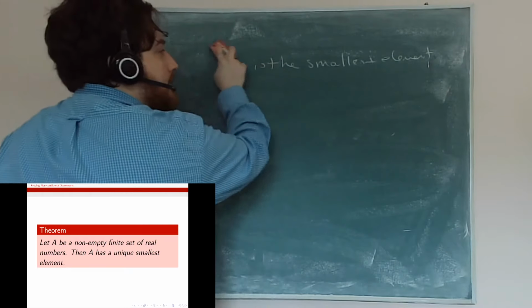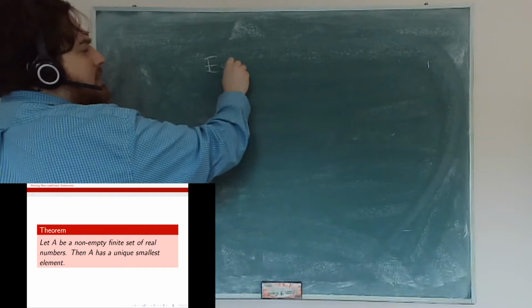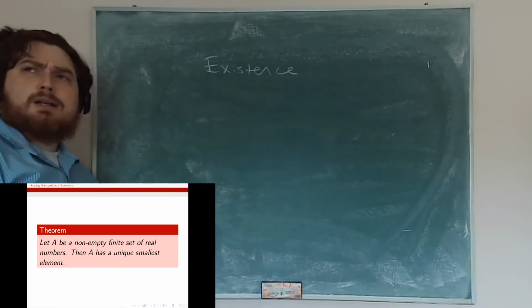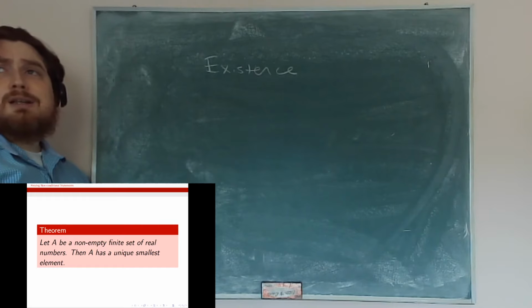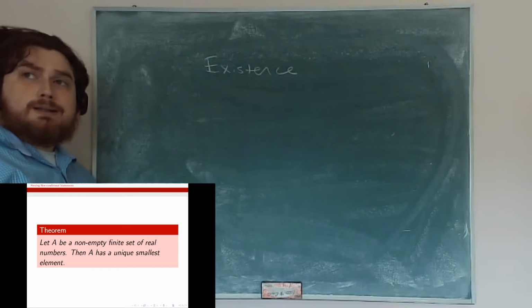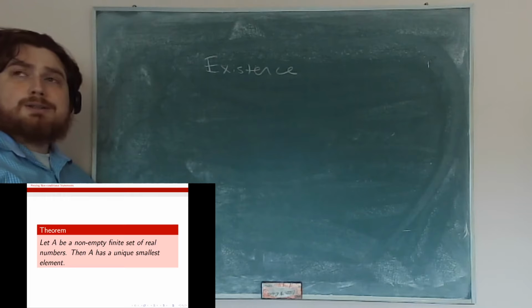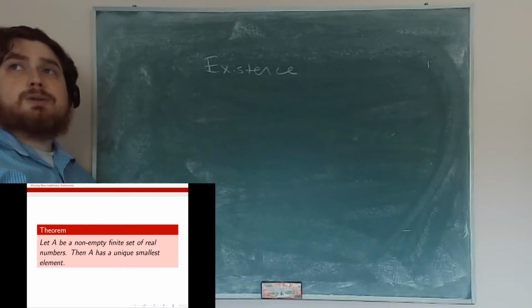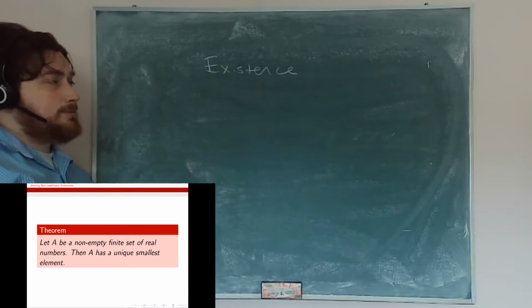Now, existence. So I have a finite non-empty set A, and I want to show that the smallest element exists. Well, if we use what we did last time, that means that we have to find any smallest element. So I have to determine what it is and then show you that it is indeed the smallest element. Like the last one, we said 2. It is even and it is prime, so we have existence.